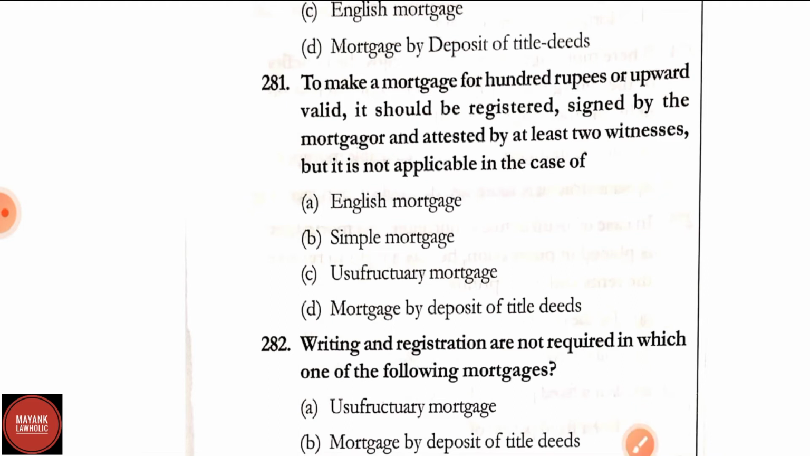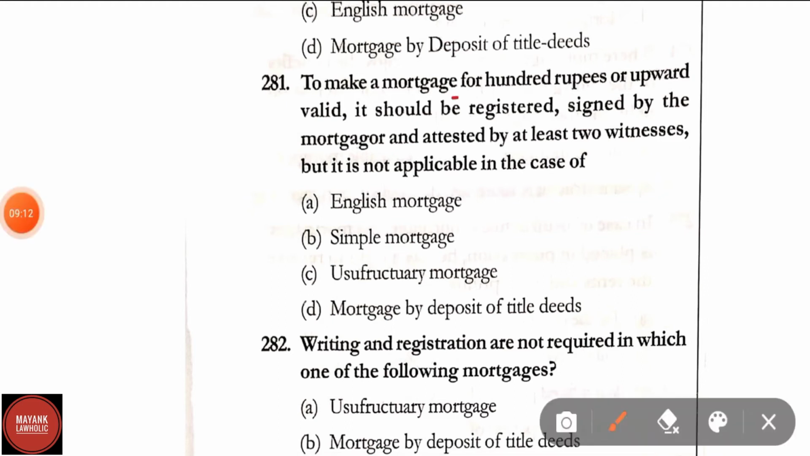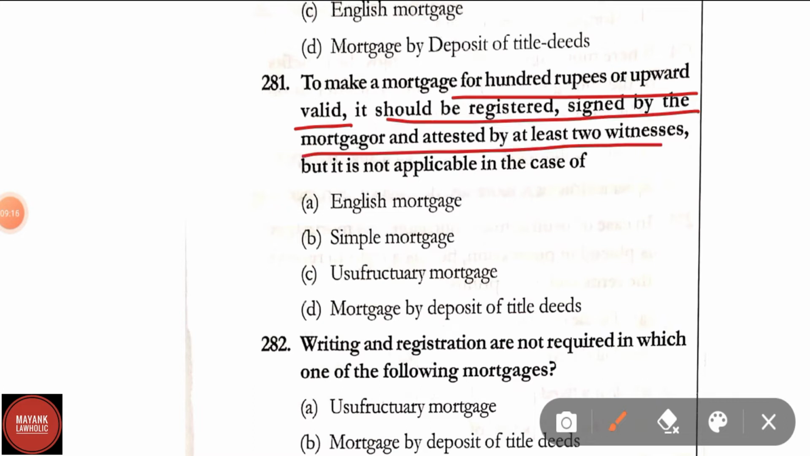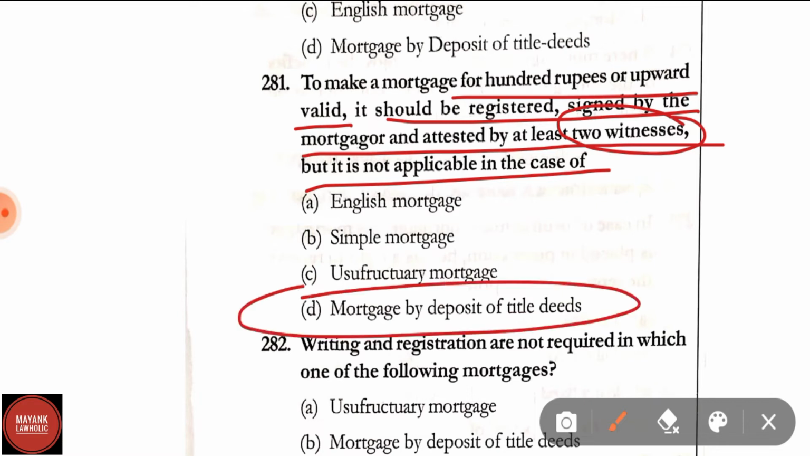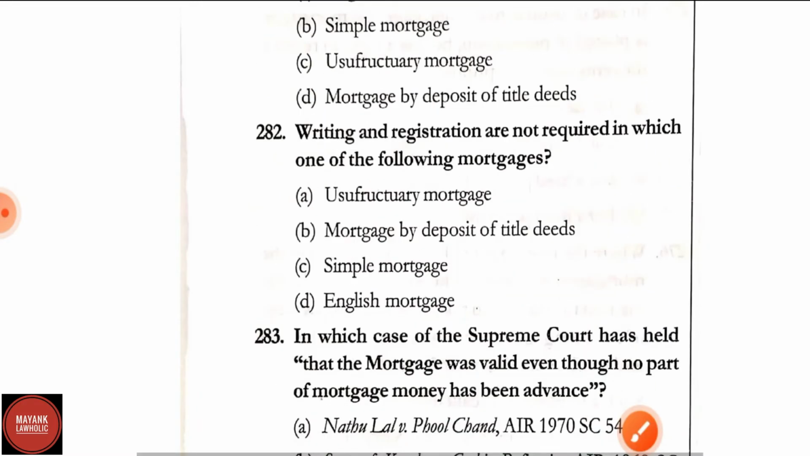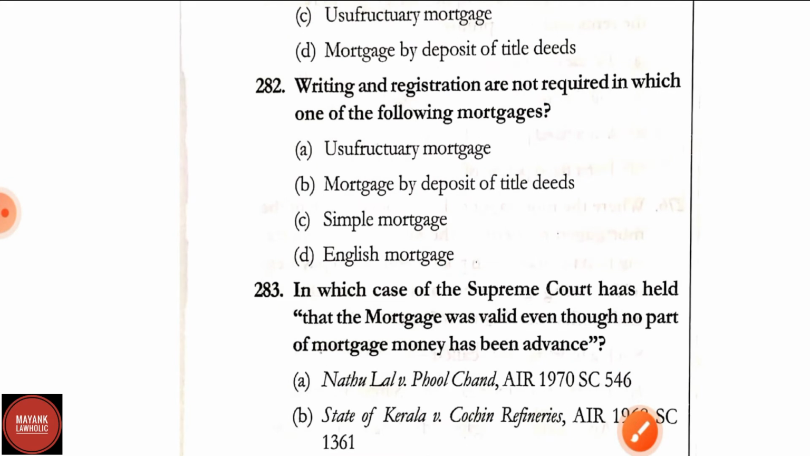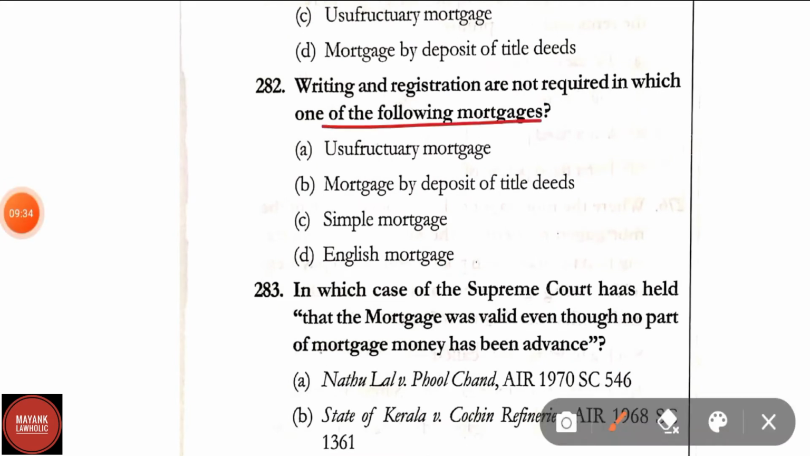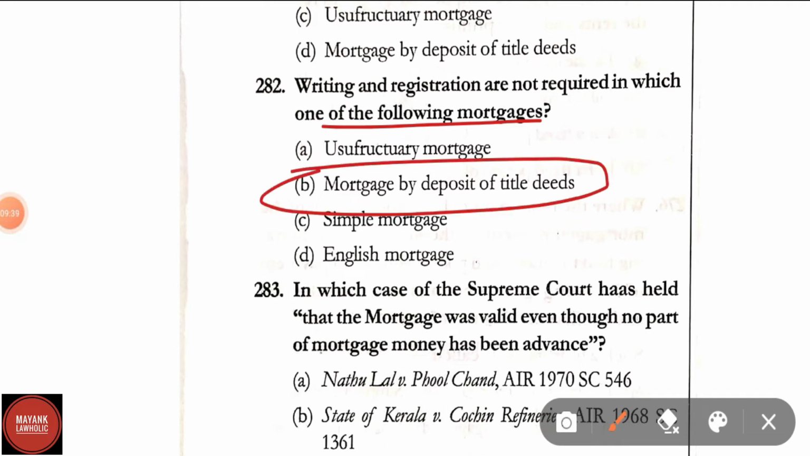Question number 281. To make a mortgage for 100 rupees or upward valid, it should be registered, signed by the mortgagor and attested by at least 2 witnesses, but it is not applicable in the case of: English mortgage, simple mortgage, usufructuary mortgage, mortgage by deposit of title deeds. Correct answer is option D, that is mortgage by deposit of title deeds. Question number 282. Writing and registration are not required in which one of the following mortgages? Writing and registration is not required in mortgage by deposit of title deeds.